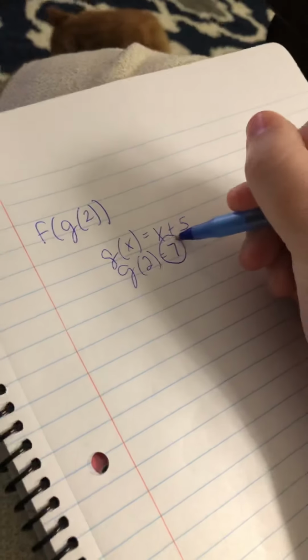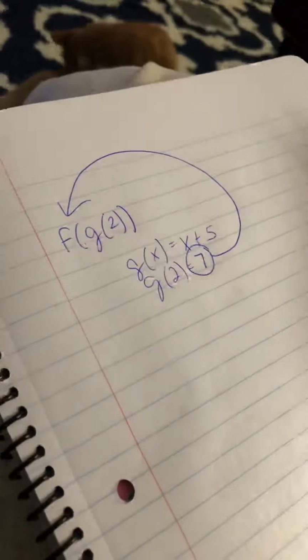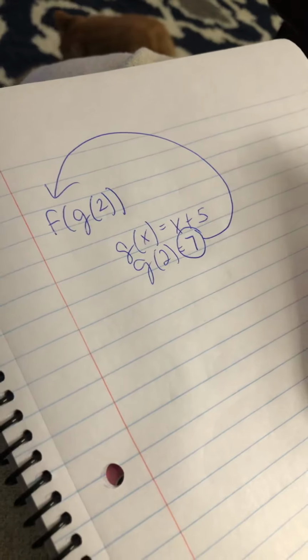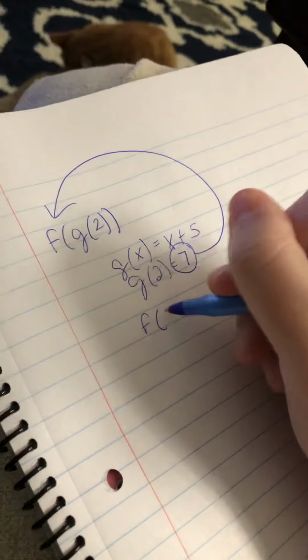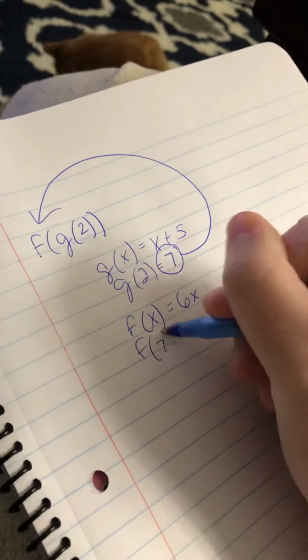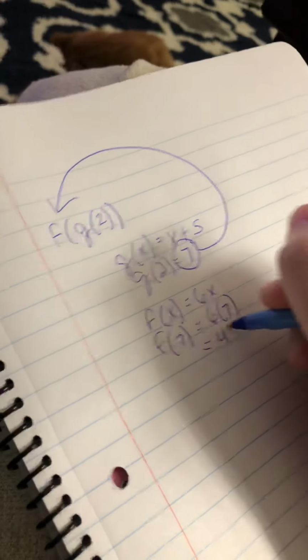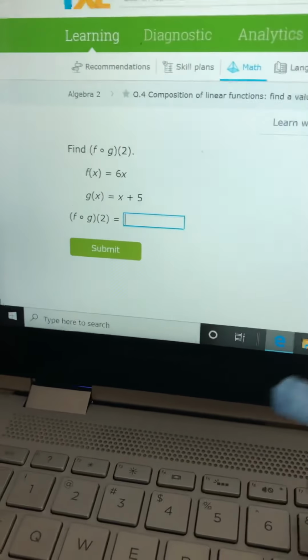I take this answer and I plug it into the other function that I haven't used yet, into the f function. So the f function says f of x equals 6x. So I do f of 7. So 6 times 7 is 42. So my answer for this question is 42.